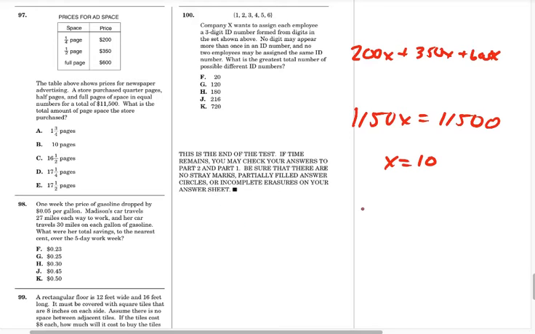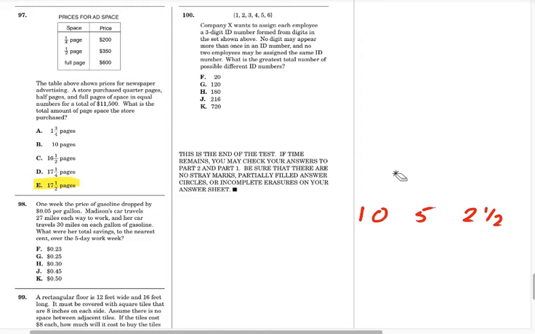So we've got 10 full pages. Right? We've got 10 half pages, which is 5 pages, and we've got 10 quarter pages, which is 2.5. So if you add all that together, that's 17.5, which is answer E. Okay. That was a tricky little question. Okay, let's go on to number 98.